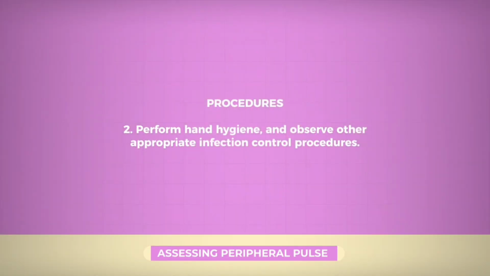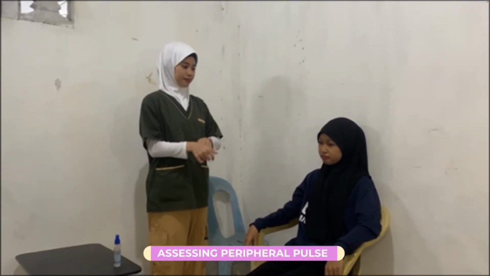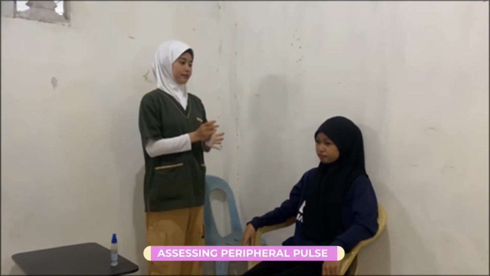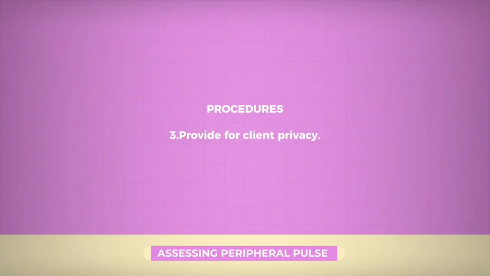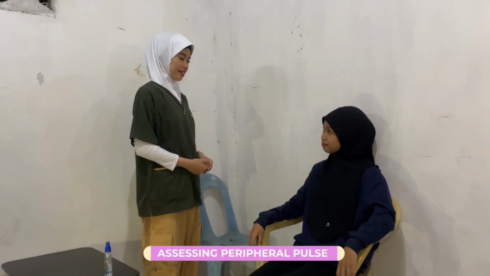Perform hand hygiene and observe other appropriate infection control procedures. Provide for client's privacy to maintain the client's dignity and comfort while allowing the nurse to properly assess the pulse site. Select the pulse point. Normally, the radial pulse is taken unless it cannot be exposed or circulation to another body area is to be assessed. Ma'am, I will assess your radial pulse in your wrist since it's the easiest to access.